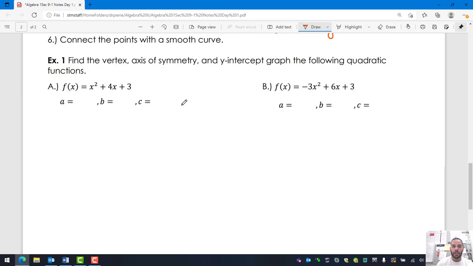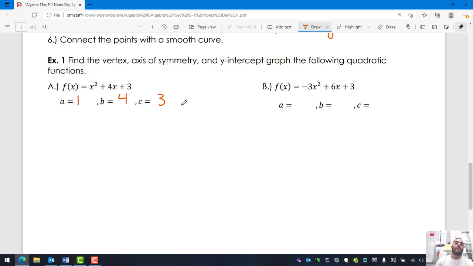The first thing we're going to do is identify what a, b, and c are equal to. a is always the first number you see, the number in front of the x squared term. You don't see anything, so it's just an imaginary 1. For b, it's the second number you'll see, in this case a 4. And c is always the constant, in this case a positive 3, because it's plus 3.